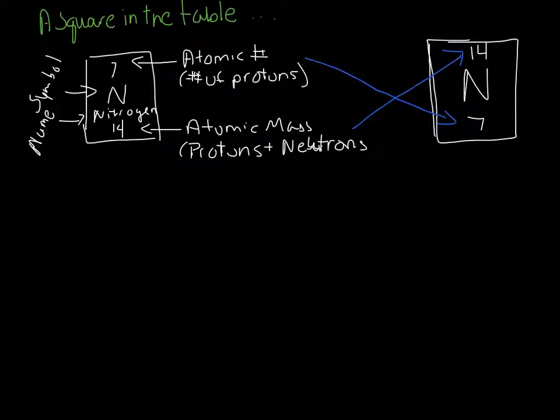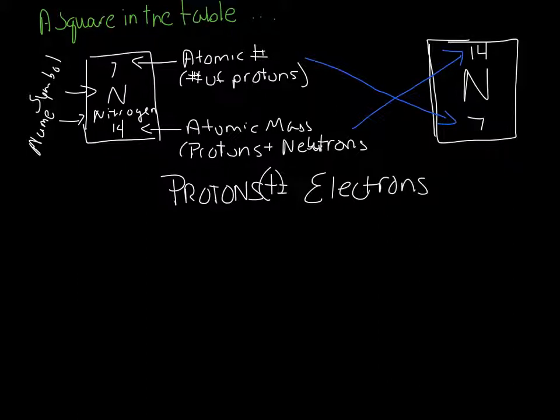Always remember that the protons equals the electrons. So if you know the protons, you also know the electrons. So the positives equal the negatives. So if we have 7 protons, we have 7 electrons.